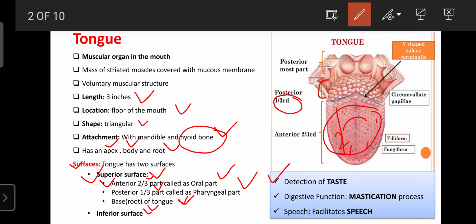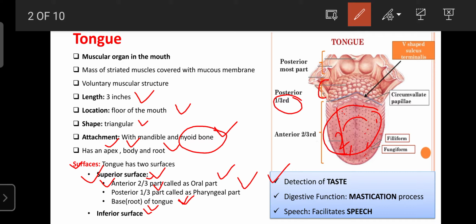So whatever food we take in enters the oral cavity, and these taste buds are involved in the detection of taste with the help of the CNS. They give the signal to the CNS with the help of certain cranial nerves. So then only are we able to detect the taste.